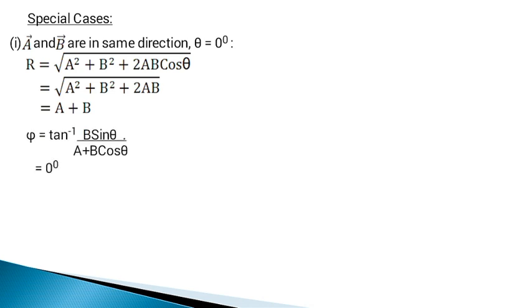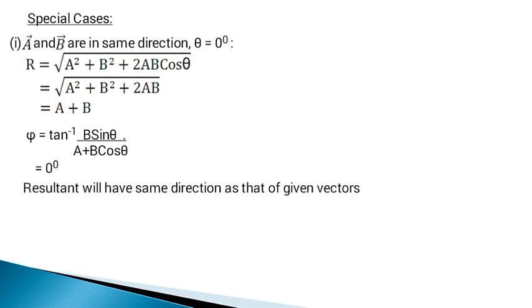And what will be the direction of the resultant? We have direction given by phi equals tan inverse B sin theta over A plus B cos theta. Putting theta equals 0 in this equation, we have sin 0 equals 0. And tan inverse 0 is 0 degree. So phi is going to be 0 degree. So resultant makes 0 degree angle with vector A. It means resultant will act in the same direction as the given vectors.